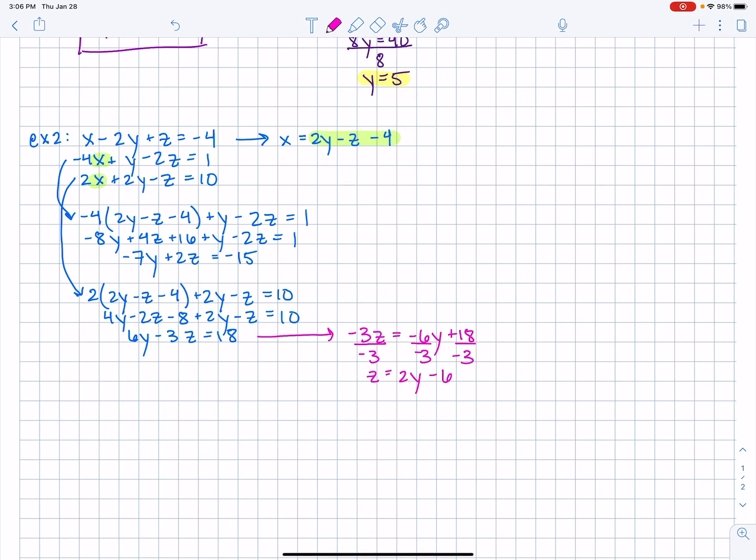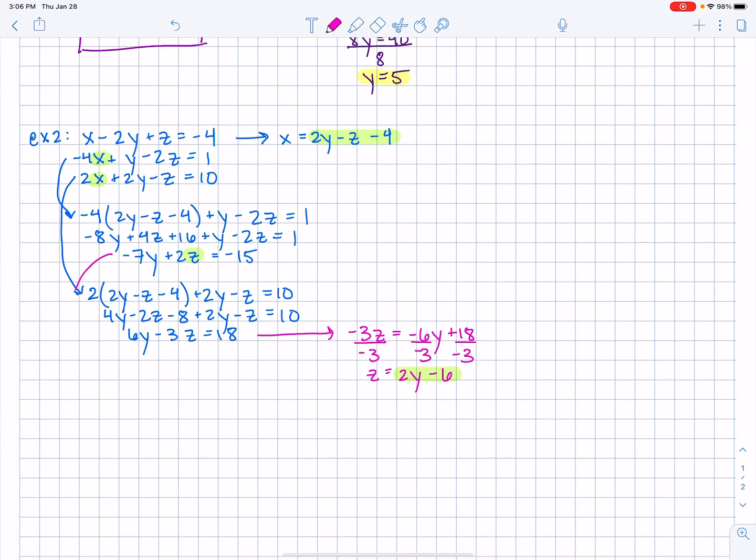All right, now we got lots of substitution going on here. We're going to substitute this 2y minus 6 into this equation up here for z. So let's jump back with a pencil here. We're going to bring it all the way down here at the bottom. Negative 7y plus 2 times 2y minus 6 equals negative 15.